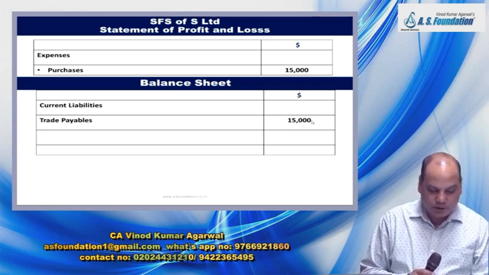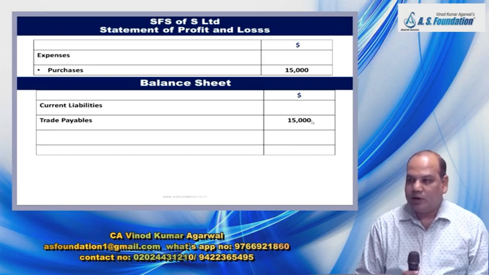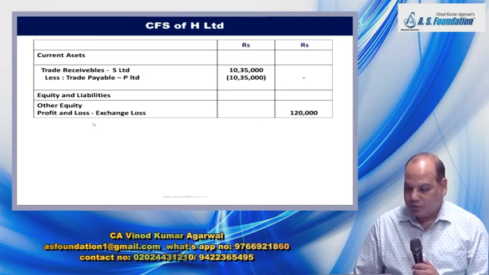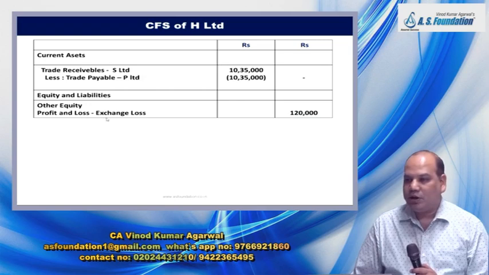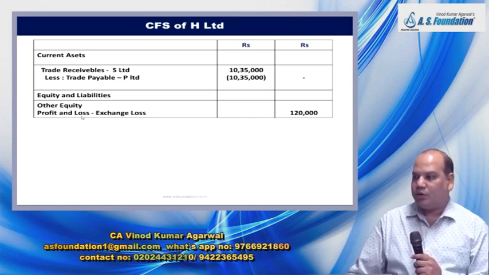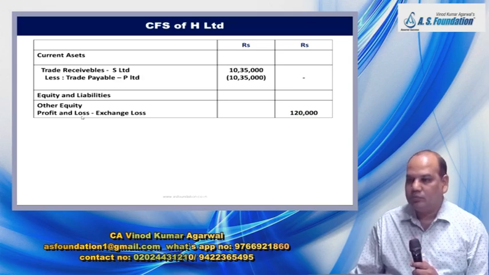Parent company is H Limited. We are preparing now CFS of H. In CFS of H, this receivable and payable we will cancel. What will remain? The exchange difference will remain. And this is related to items other than net investment in foreign operation. Okay? A short-term trade receivable cannot be said to be net investment in foreign operation. So therefore the exchange loss will be shown in profit and loss, 1,20,000. Is it over? Yes.